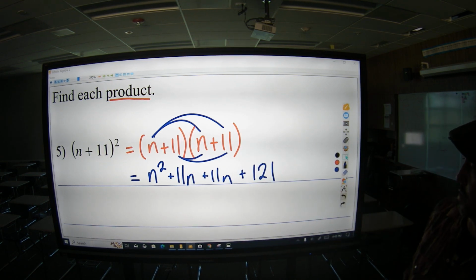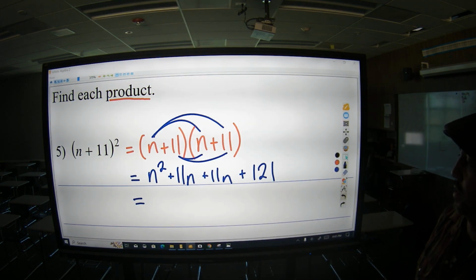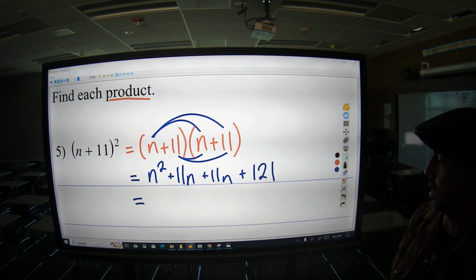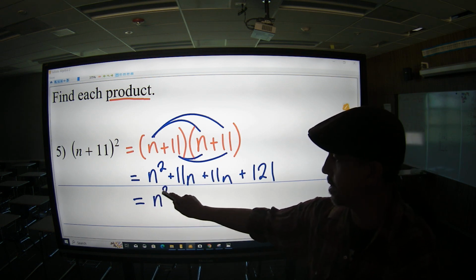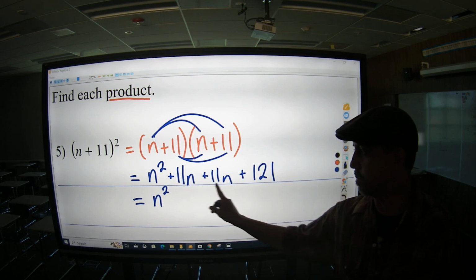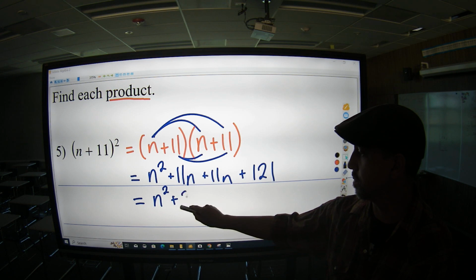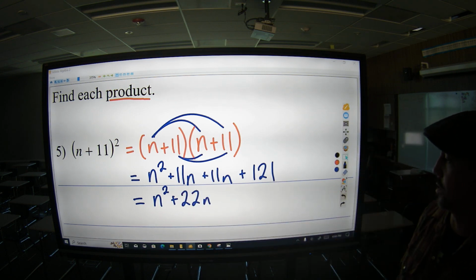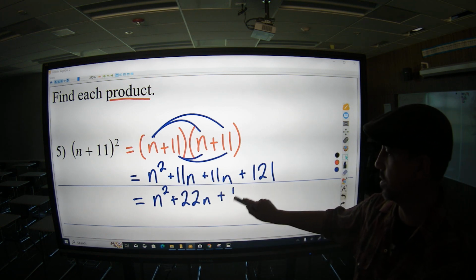So we see our quadratic term, and I've been using this vocabulary for a while to make sure that we build it up. That quadratic term doesn't have another like term that we can combine it with, so that's not going to change. That stays as n squared. But this part we can simplify. These are our two linear terms. And so 11n plus 11n makes 22n. Okay? And the 121, this constant term, that can't be changed either. So we will have 121.